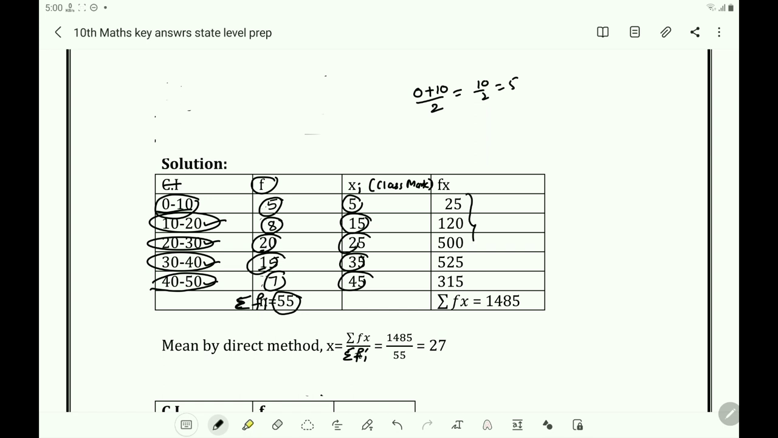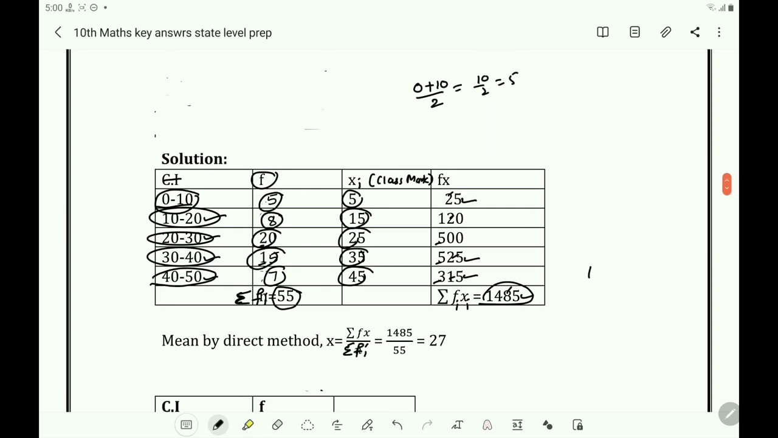Then all are fi xi. Find the sum of all fi xi. So you will get 1485. Here, add them. 5 plus 5 is 10. 10 plus 5 is 15. 1 carry. 1 plus 2, 3. 3 plus 2, 5. 5 plus 2, 7. 7 plus 1, 8. Then 3 plus 5, 8. 8 plus 5, 13. 13 plus 1, 14. In this way, you got the sum 1485. Now, you write the formula.